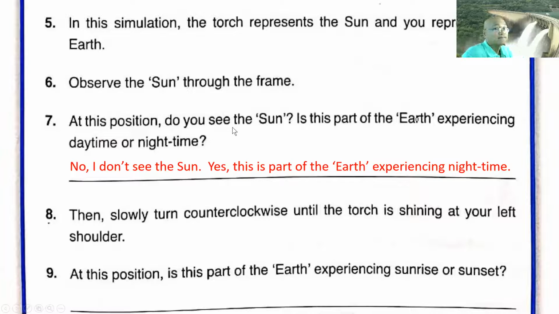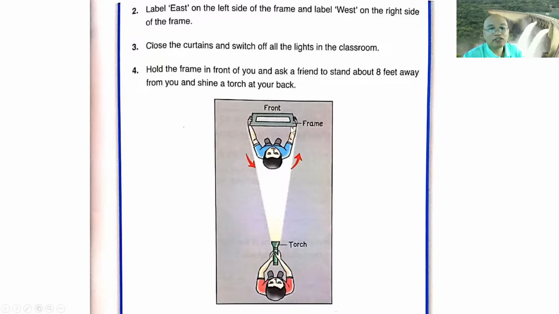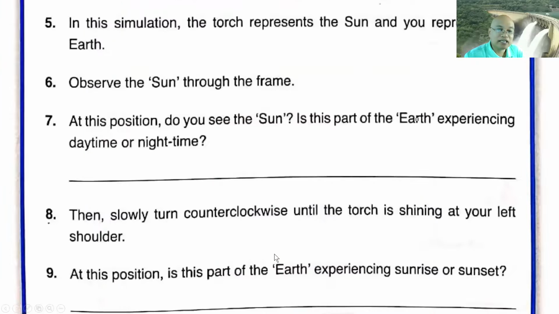Do you see the sun? And is this part of the earth experiencing daytime or nighttime? Then you answer yes, this is part of the earth experiencing nighttime. All right. Then slowly turn counterclockwise. You see the picture? You turn yourself counterclockwise until this left hand is seen by the torch or the sun.